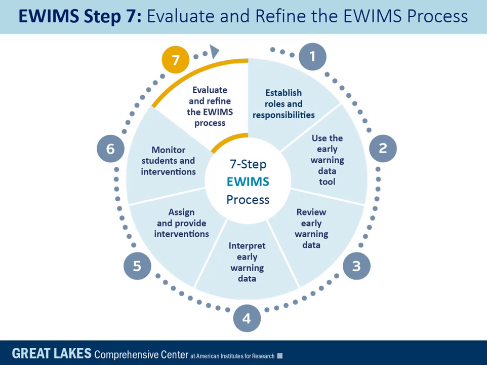This video describes Step 7, in which EWIMS teams review their EWIMS implementation process. At the end of each school year, and more frequently if possible, the team examines what has worked, what should be modified, and what should be replaced or eliminated. The main objective of this video is to deepen understanding of the final step in the 7-step EWIMS process: evaluate and refine the EWIMS process.